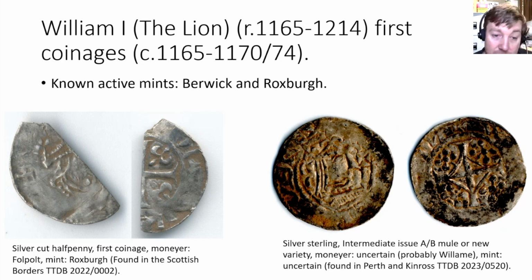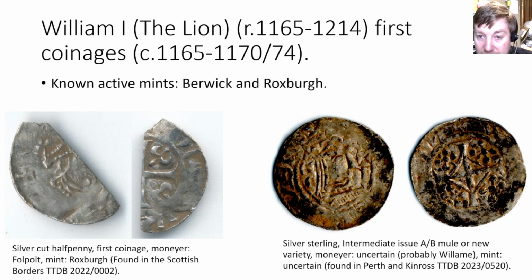Again, these are in the name of William, and as we can see here from the images, these coins, when they are found, are often not in very good condition. So where the mints and moneyers are, it's often hard to pinpoint them. But from previous research and other collections, we know that the currently known active mints in William's first coinages are Berwick and Roxburgh. So the two main border mints, again, that we saw were active under Malcolm IV, and also David I.